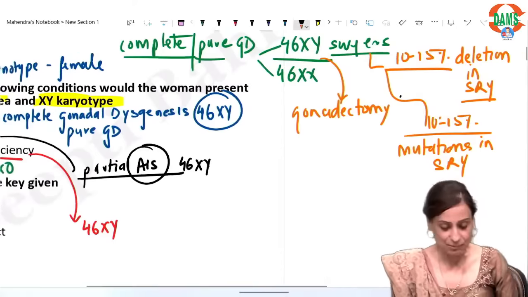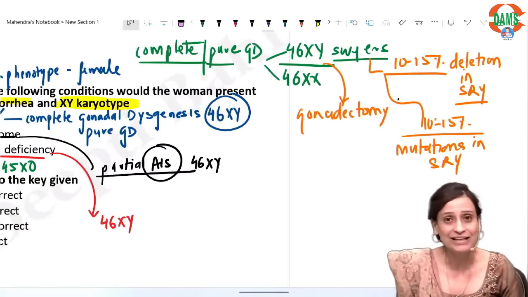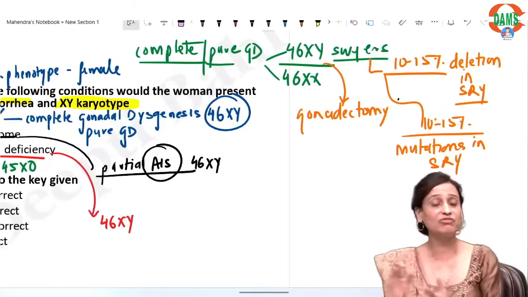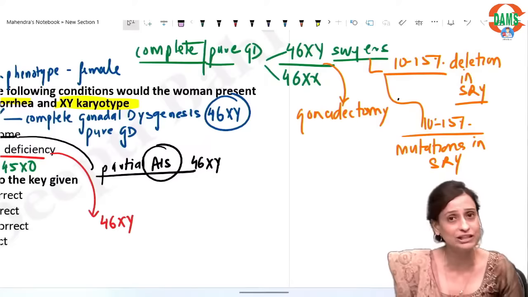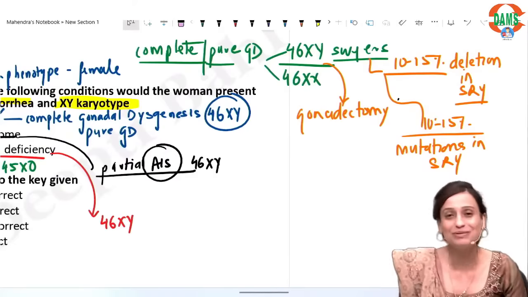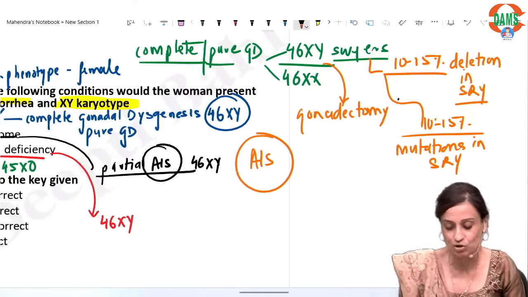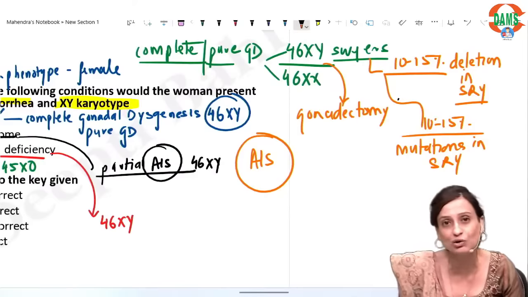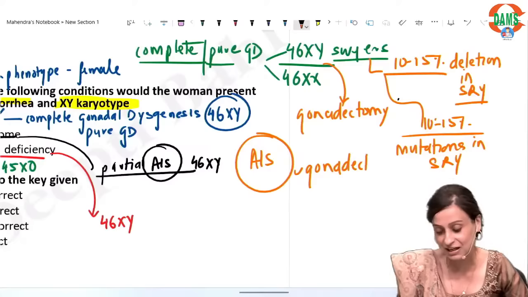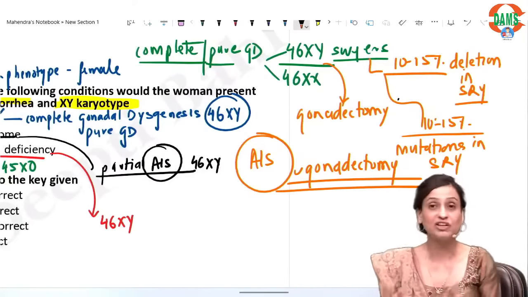Also, please remember, when we talk about gonadectomy, it is only and only done when there is a female phenotype with a Y chromosome. So would you do a gonadectomy in Turner syndrome? No, right? So gonadectomy would not be done in Turner syndrome. What about AIS, androgen insensitivity syndrome? Would you do a gonadectomy? Yes, right? So here gonadectomy is done. So gonadectomy is done when there is a female phenotype with a Y chromosome.